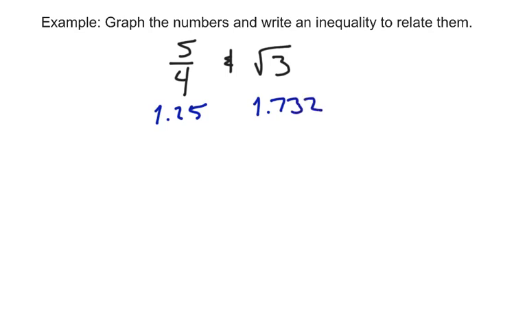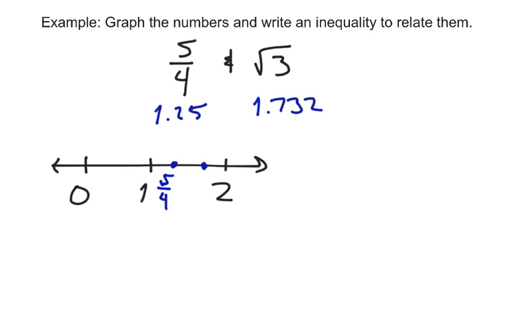Now that we have that, it's a lot easier to graph the numbers. So we just need a number line. I see that both my numbers are between 1 and 2, so maybe we will label our number line as 0, 1, 2, and then put dots where we need to. Well, 1 1/4 is about here, and 1.7 is a little bit closer to 2, so it's over here. Now we should also label those numbers right next to it: this one being 5/4 and the other one being the square root of 3.